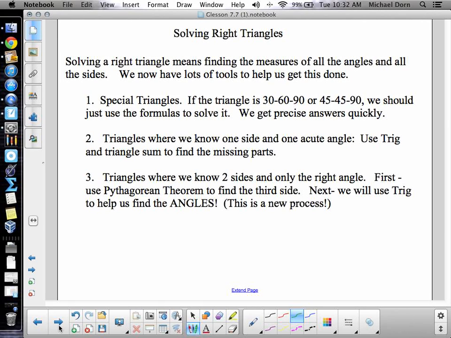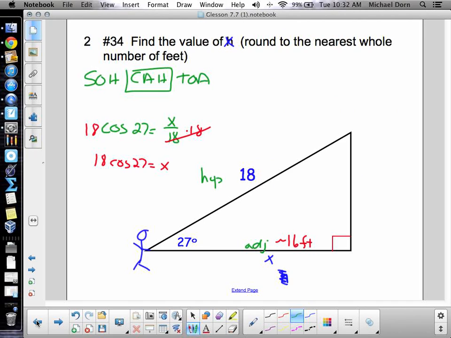Second case is this. If I know one side and one acute angle, I already know it's a right angle, we use trig and triangle sum to find the missing parts. So in our previous example, if I need to solve this triangle, I've already found this side is about 16. This angle is 27. Finding this angle is going to be easy. I don't have to do anything special to find that angle because I know 2 angles of my triangle are 90 and 27. So the 3 angles have to add up to 180. This is nothing new. So this angle up here must be 63 degrees. 63 plus 27 is 90, and 90 plus 90 is 180.